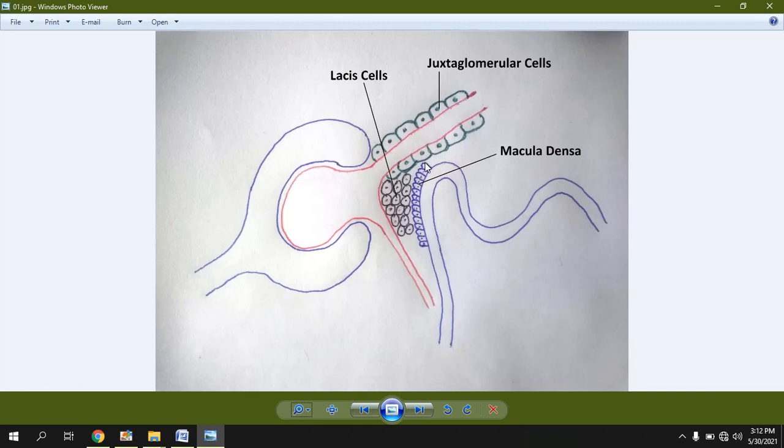So when the sodium concentration is increased, what will happen? The Macula Densa will detect a large amount of sodium going this way. The Macula Densa will sense the increase in the sodium concentration, and will transfer the signal to the Lacis cells, and the Lacis cells will transfer the signal to the juxtaglomerular cells. So when the Macula Densa activates, the Lacis cells and the juxtaglomerular cells are also activated. The Lacis cells and the juxtaglomerular cells will stop the secretion of nitric oxide.